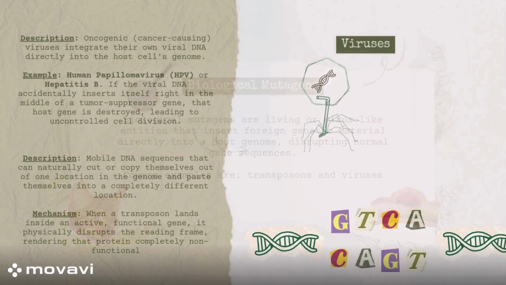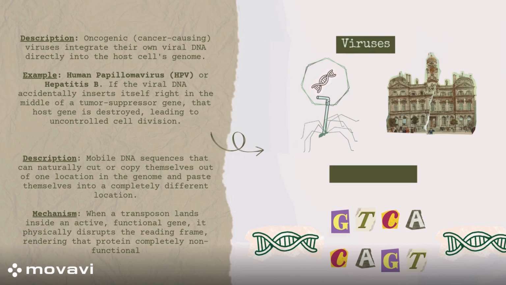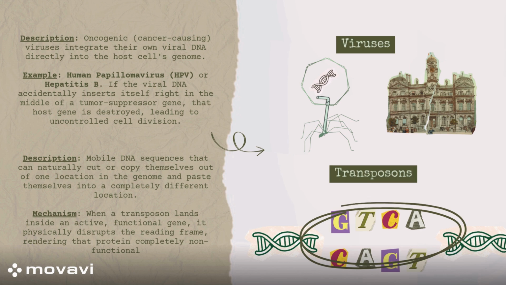So an example of a virus acting as a mutagen is oncogenic viruses, that is, cancer-causing viruses. These integrate their own DNA directly into the host cell's genome. An example is HPV, human papillomavirus, or hepatitis B. If the viral DNA accidentally inserts itself right in the middle of a tumor suppressor gene, the host gene is destroyed, leading to uncontrolled cell division, and this is what we refer to as maybe cervical cancer in the case of HPV.